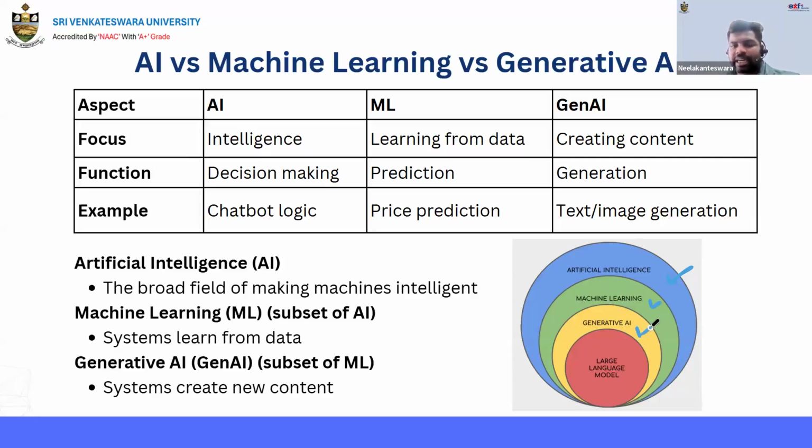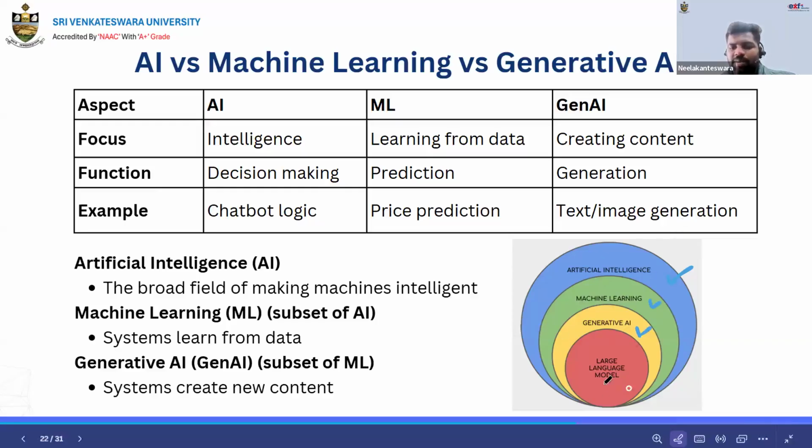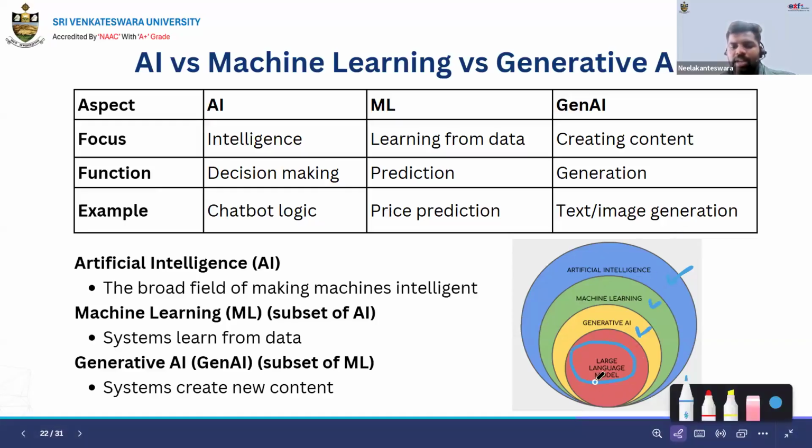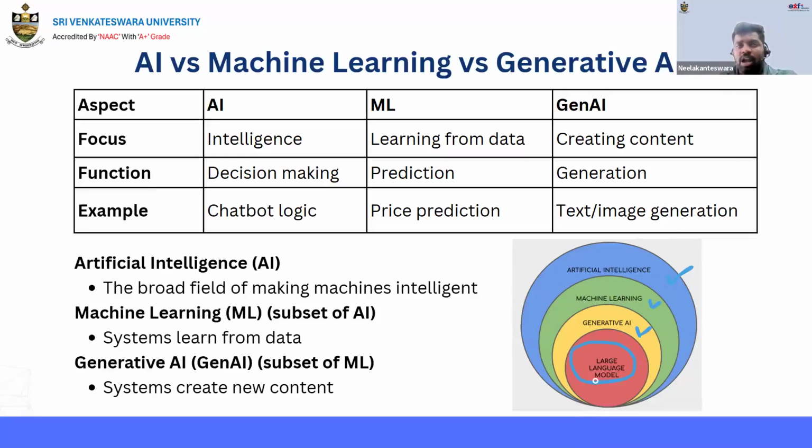That means the systems can create new content. And how do they create new content? With the help of LLMs, that is, large language models. They can give reasoning, and they are already trained with a huge amount of data. With the help of those, they are going to create new content. This is about artificial intelligence, machine learning, and generative AI. Now try to understand how these technologies are used in real-world industries.